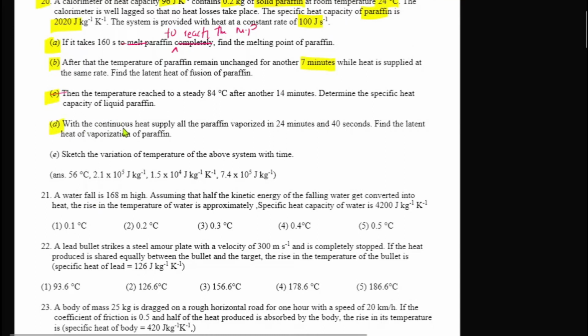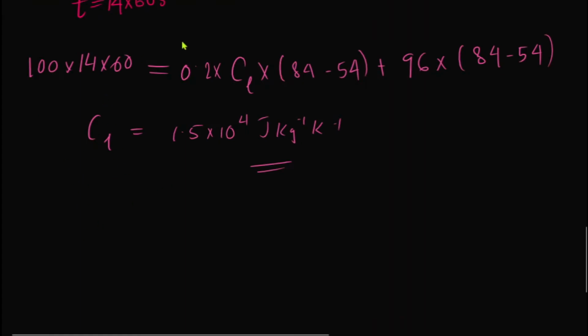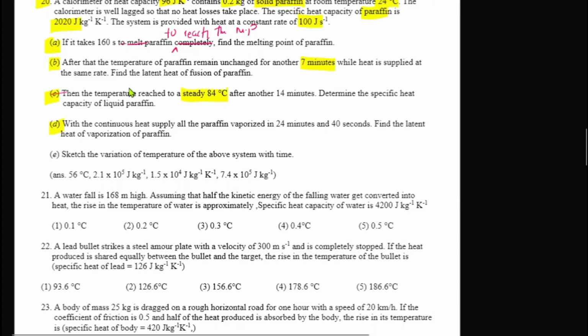What they're saying is, with the continuous heat supply, all the paraffin vaporized. Now in the C part, you need to note this point: the temperature reached a steady 84 degrees Celsius. So the liquid paraffin reached its steady state, meaning it has reached its boiling point. You need to note that 84 is its boiling point. It's going to be steady, and if it is steady, then that is considered the boiling point.